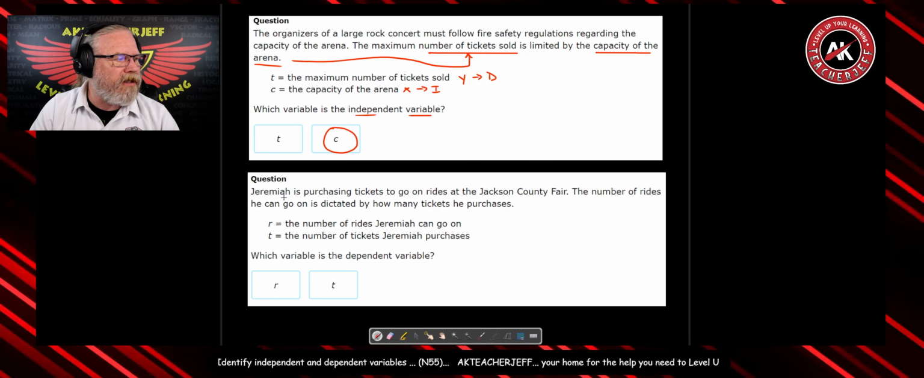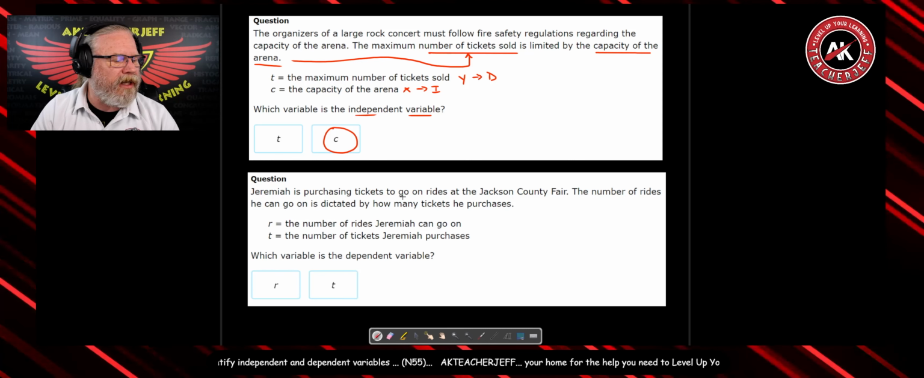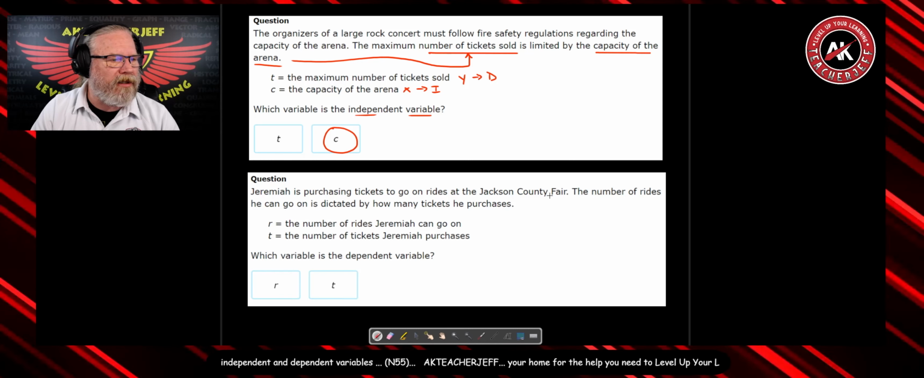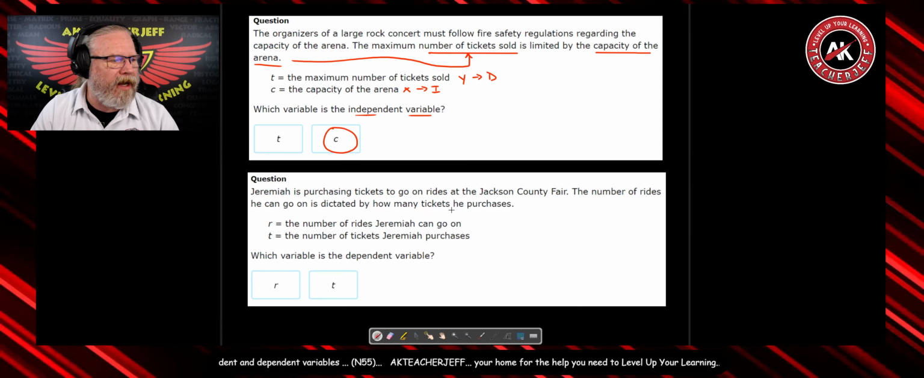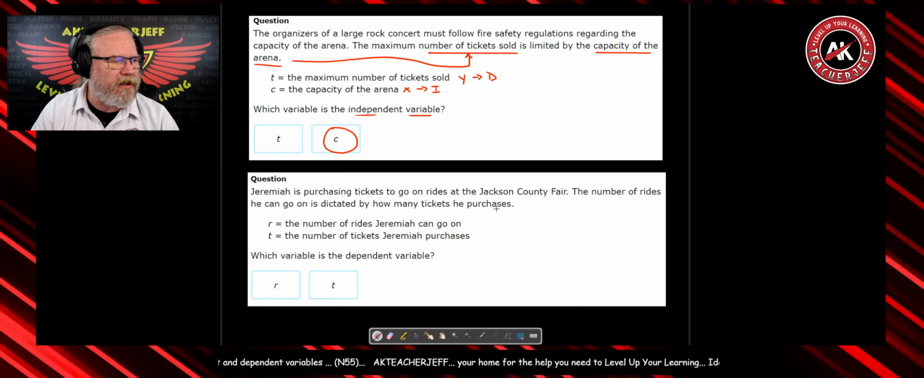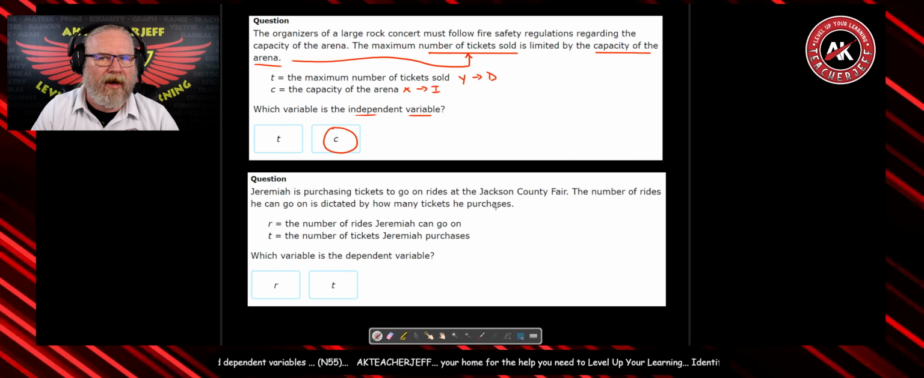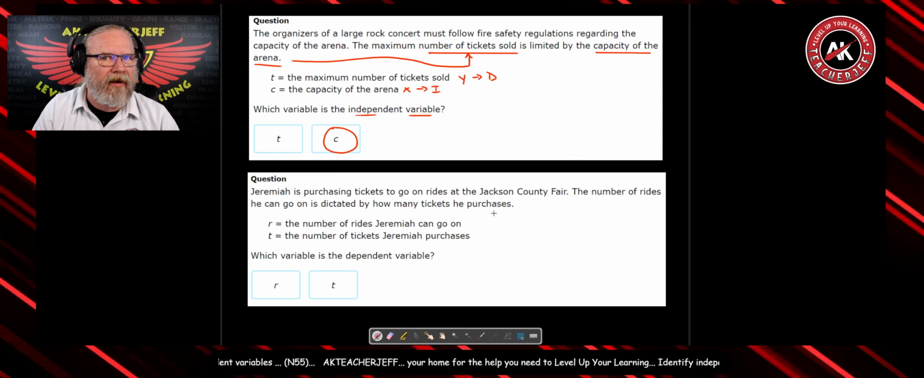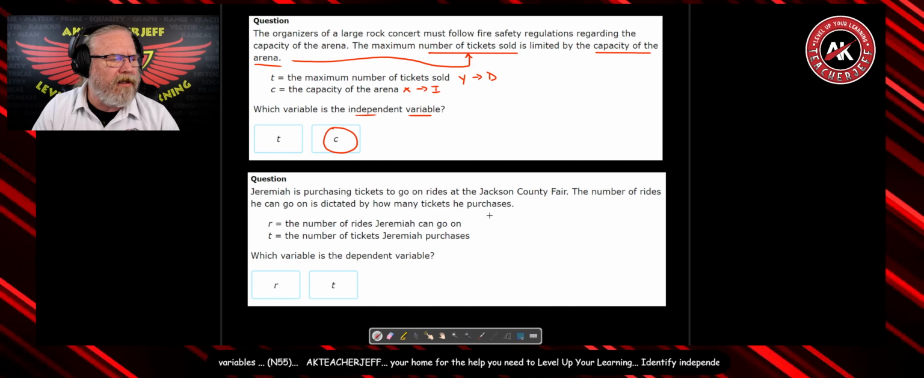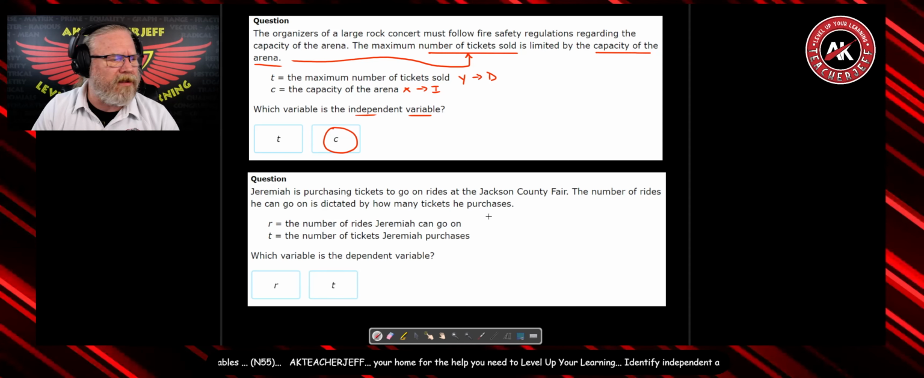Second question on this slide, Jeremiah is purchasing tickets to go on rides at the Jackson County Fair. The number of rides he can go on is dictated by how many tickets he purchases. Well, this sounds kind of like another problem that we had just recently, the other one was a different county fair. So both of them are county fairs, but nonetheless, which one determines which?